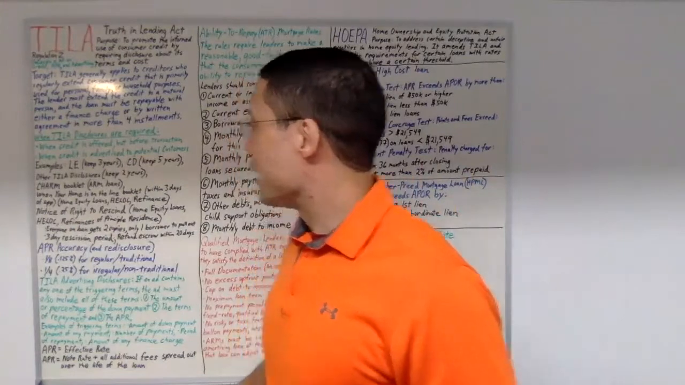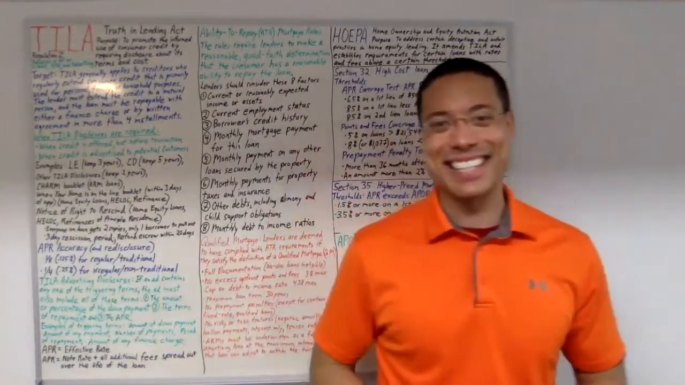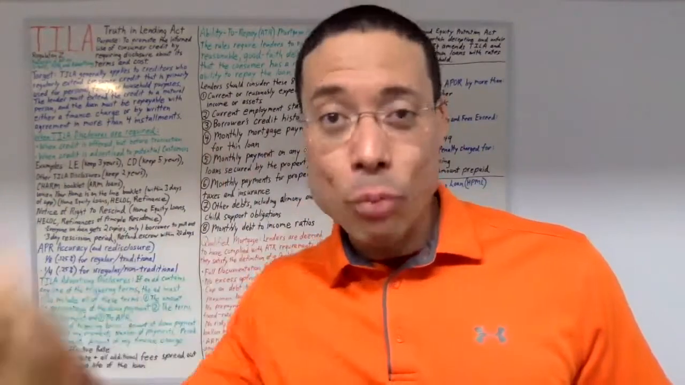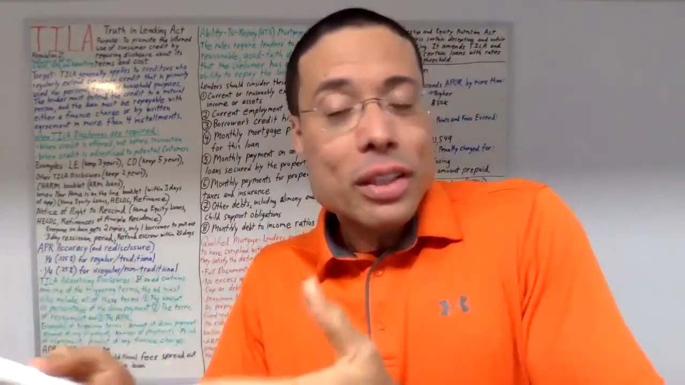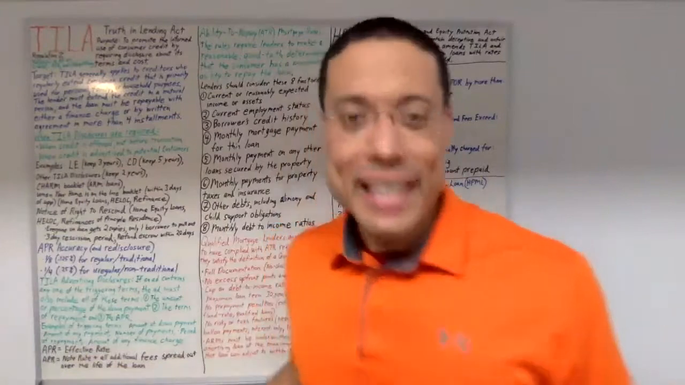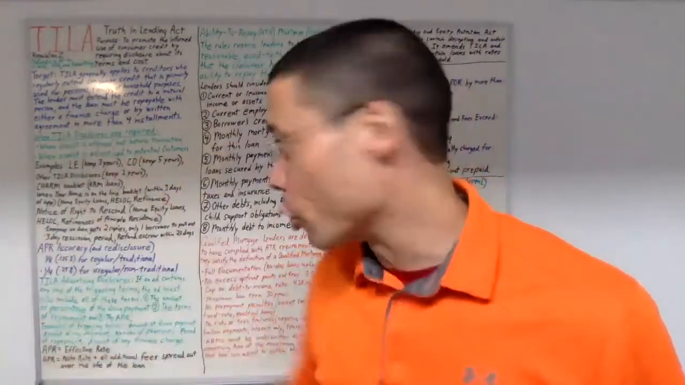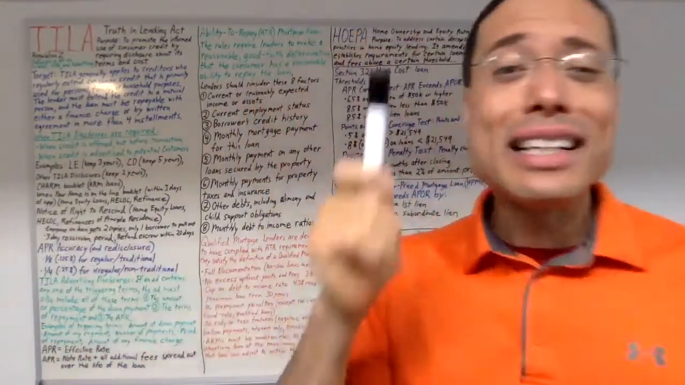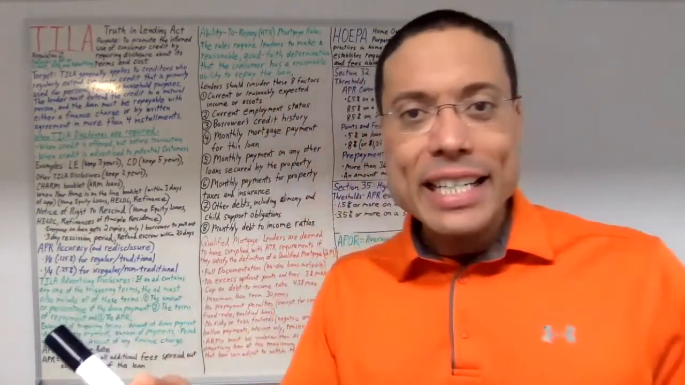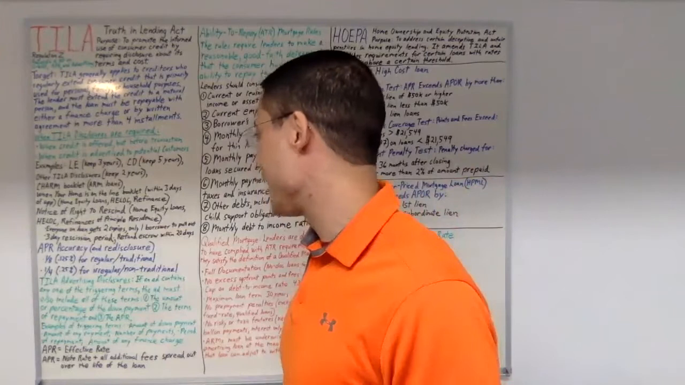Another example of a TILA disclosure is the CHARM booklet. What is the CHARM booklet? The CHARM booklet is the Consumer Handbook on Adjustable Rate Mortgages. And of course, the CHARM booklet applies to adjustable rate mortgages, right? So ARMs. Remember that, ARMs. What is an ARM? An ARM is an adjustable rate mortgage. Also, another example of a TILA disclosure is the "When your home is on the line" booklets. What transactions does that apply to? Well, that applies to home equity loans, HELOCs, and refinances.